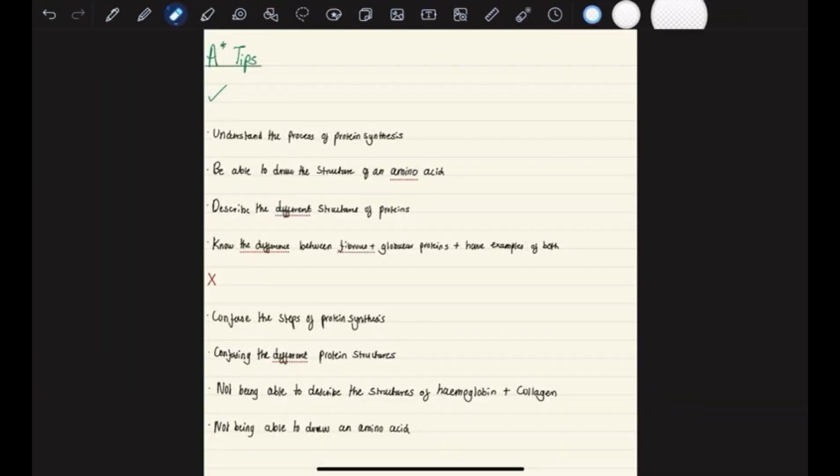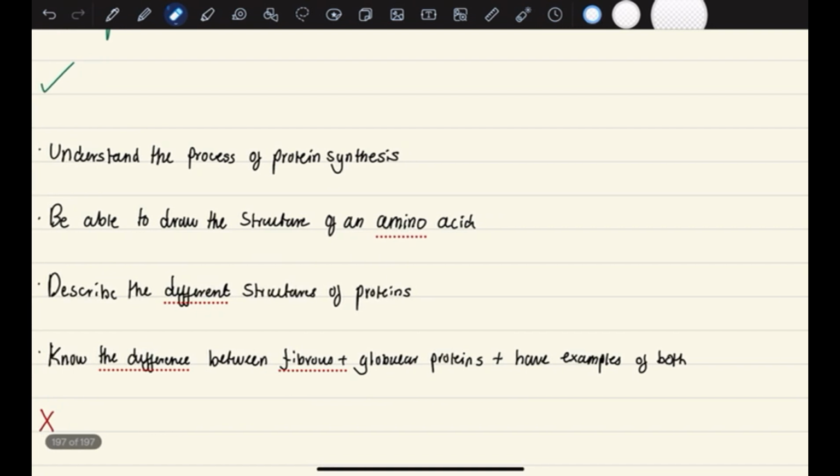So a lot of our A-level tips today are going to be more involved in different topics, if that makes sense. For example, for protein structure, you really need to understand protein synthesis. It's so important to understand how proteins are made, because that is where you are really going to pick up marks, more than just describing different protein structures. Also the structure of an amino acid. If it comes up, it's easy marks. Different structures of protein as well. You need to be confident with those definitions, being able to say which is primary structure, which is tertiary, which is secondary. And then knowing the difference between fibrous and globular proteins and having examples for both. I would say, to be honest, if you get collagen and hemoglobin down, you're probably chilling.